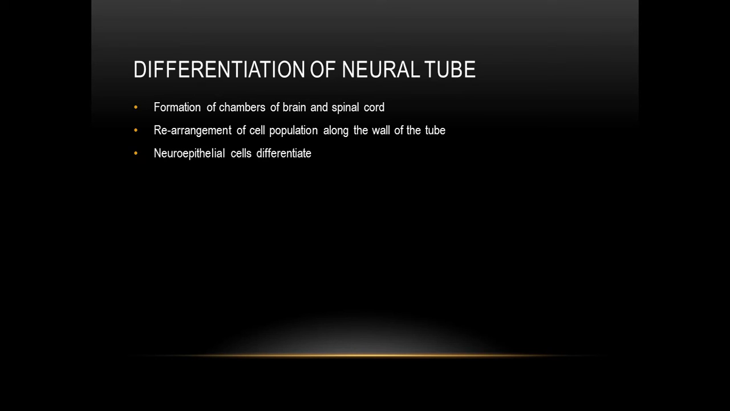Now, the special structures actually arise from the neural tube at a later time. We should expect that initial changes happen first. Some of these changes include the formation of brain chambers and spinal cord chambers, or brain and spinal cord ventricles.